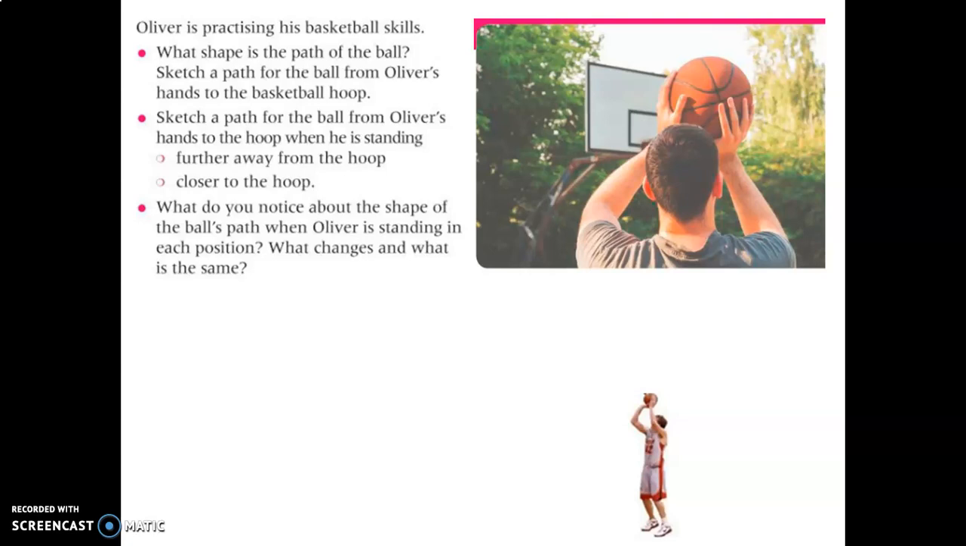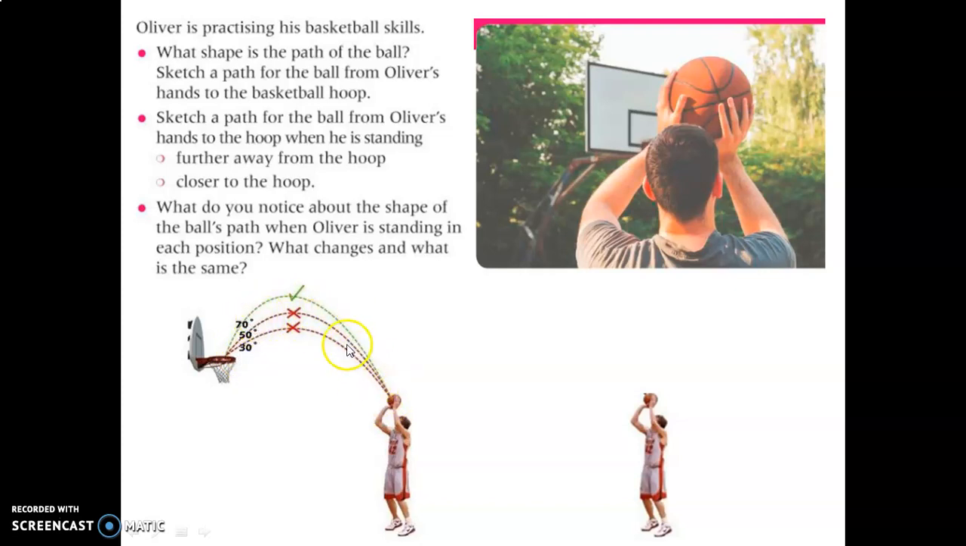Okay, so imagine this. We had Oliver practicing his basketball skills. What path will the ball follow? Well, we talked about that. When somebody's shooting a basketball, or on planet Earth, whenever you send something in a trajectory, gravity will cause it to follow this kind of path. That is a parabolic path.